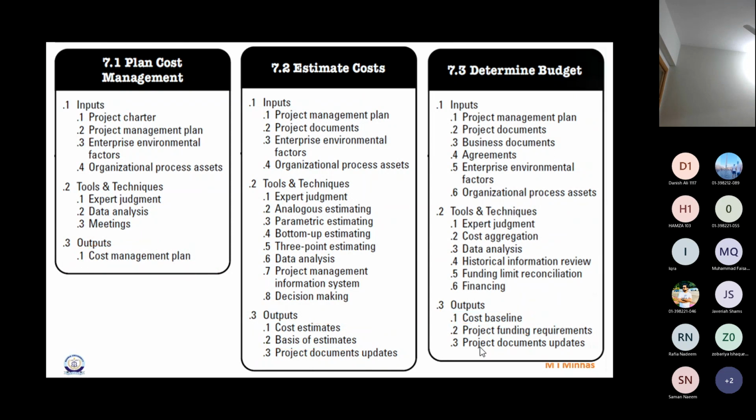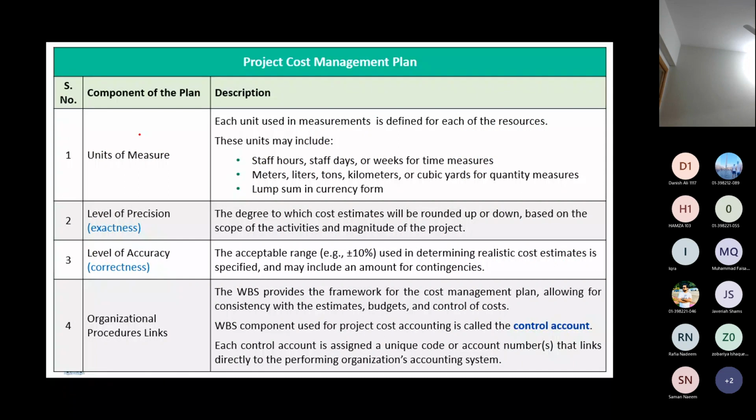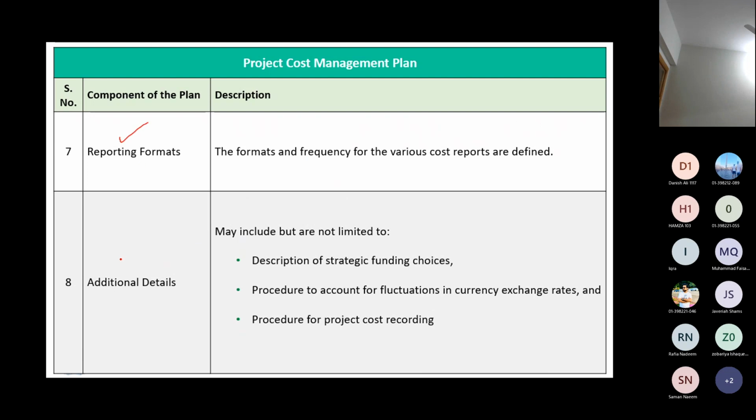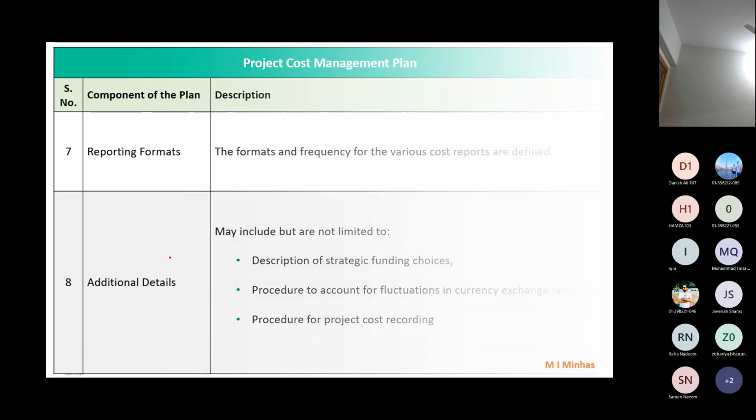We covered it. Now, these are the components of the cost management plan that you have already studied. Unit of measure, level of precision, level of accuracy, organizational procedure links, control thresholds, rules of performance measurement, everything you have studied. And since I've taught you, I'm sure that this was taught to you, whether you studied it or not. Then reporting formats and additional details, right?